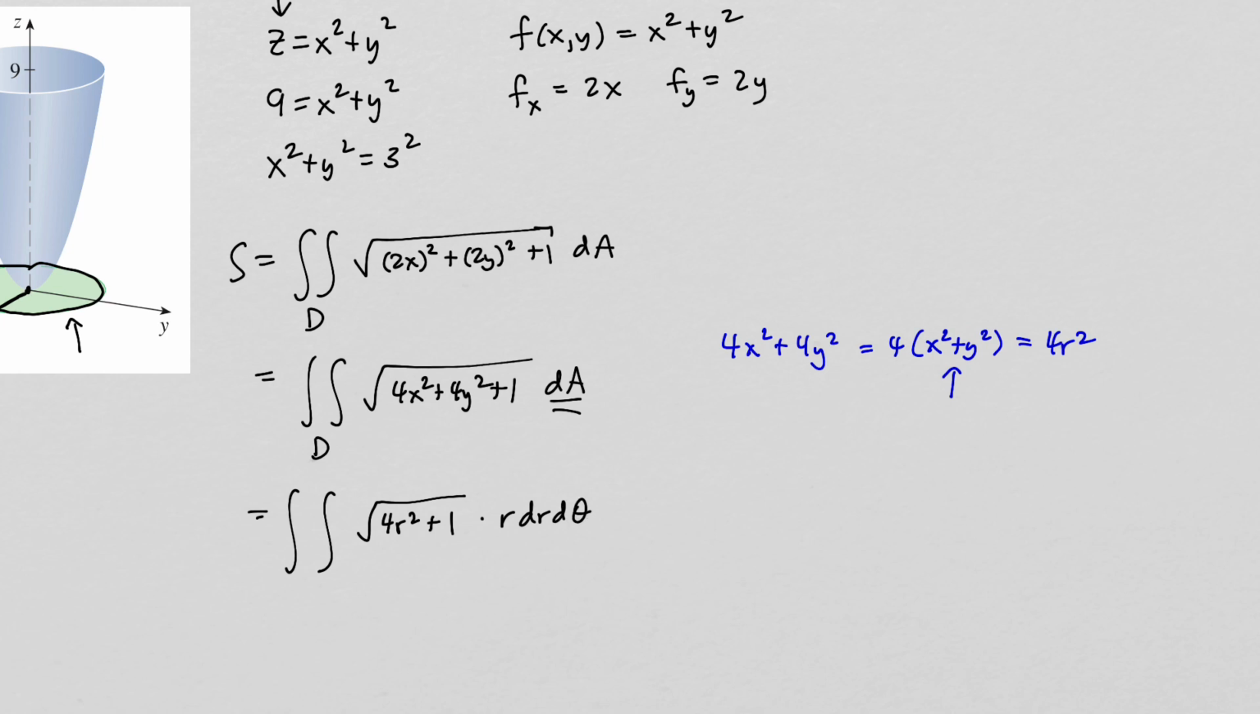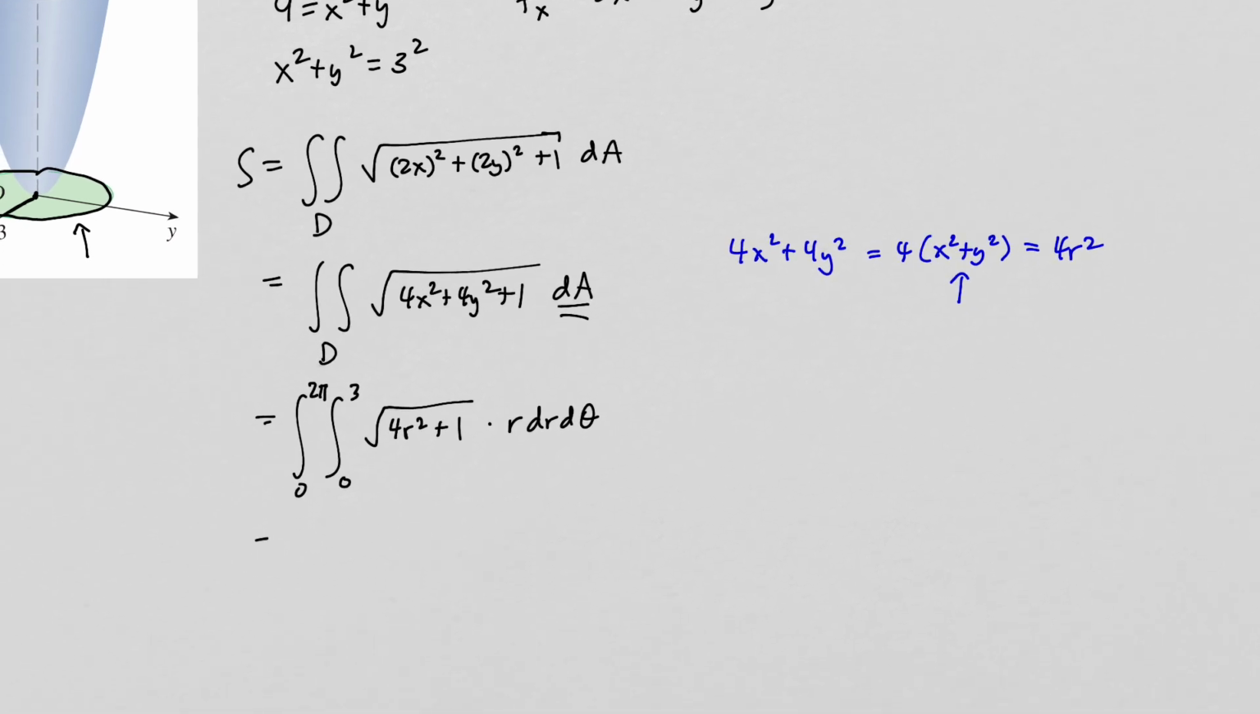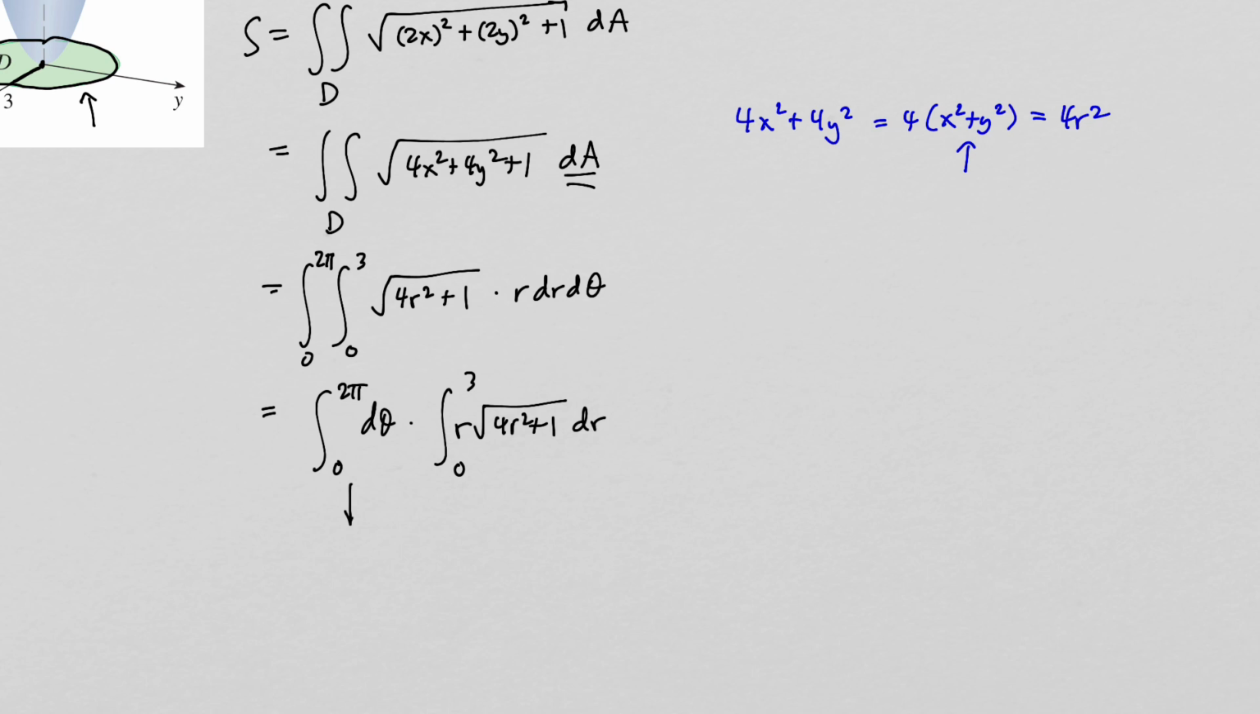And r is going to vary from 0 to 3, and theta, of course, varies from 0 to 2 pi to get the whole circle. This can now be separated into two integrals, integral from 0 to 2 pi of d theta, multiplied by the integral from 0 to 3 of the square root of 4r squared plus 1 times r times dr. This one here is very straightforward, theta from 0 to 2 pi, and then we're going to multiply that by this integral, which is a u substitution.